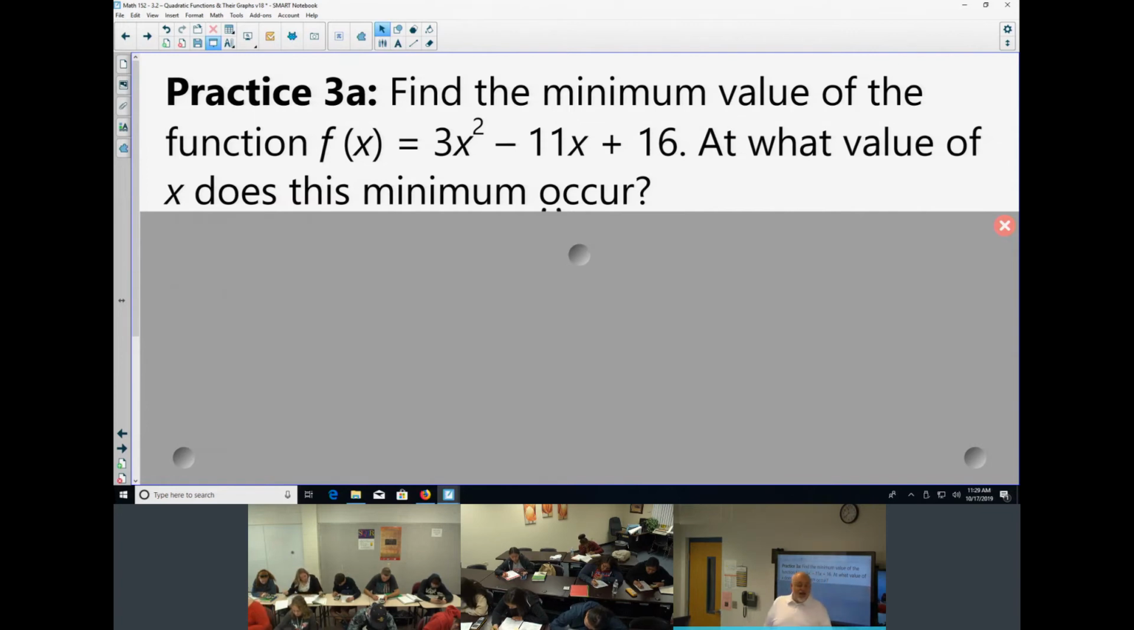All right, so Hannah, when you've got the x value, let us know what that is. Because you actually find that first. So the value of x where the minimum occurs. So when you have the x value, tell us what that is.